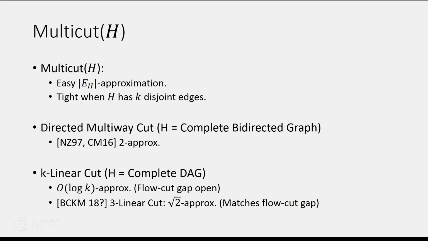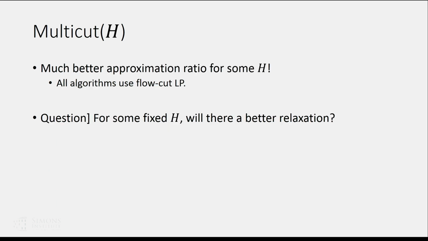And then, as I said, my co-authors looked at this 3 linear cut problem, and they got an optimal root approximation algorithm due to matching the flow-cut gap. Okay, so for some H, we can do much better. Interestingly, all these algorithms use the standard flow-cut LP. So the natural question is, for some fixed H, can you come up with a better relaxation by adding many constraints so that we can improve slightly upon the standard LP? That was the question.